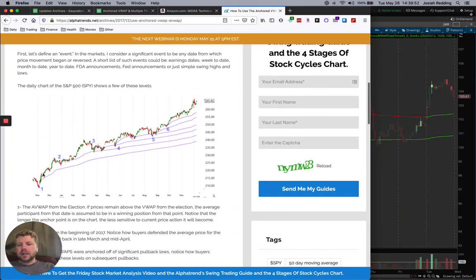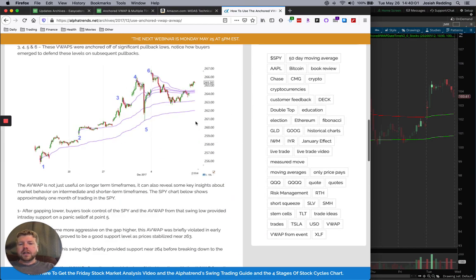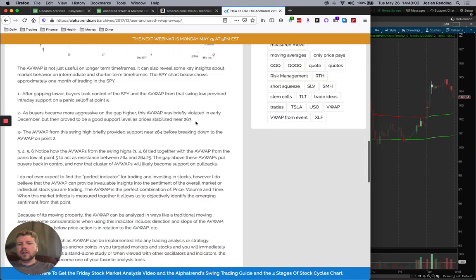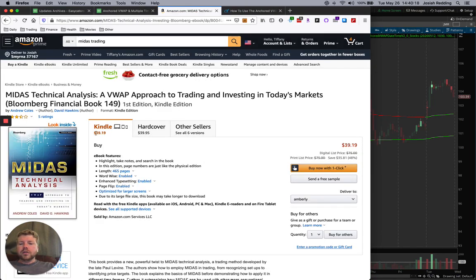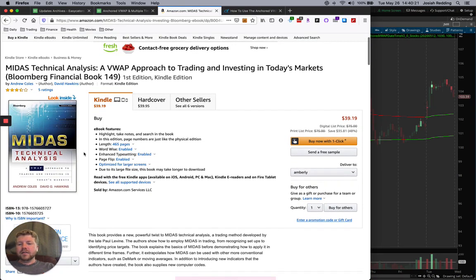You can see it's basically anchoring or fixing a VWAP to a specific bar and calculating forward from there. That's how he uses it. Brian uses it in a lot of his videos, and it is a very interesting tool. It seems to provide a lot of support and resistance areas on your chart and identify those well in advance. I've also heard this referred to as Midas Technical Analysis.